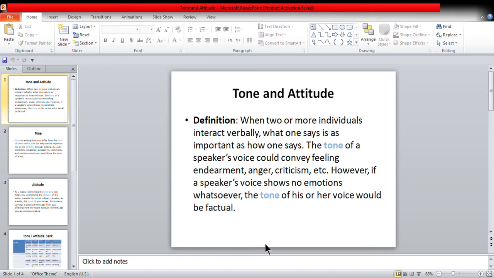When two or more individuals interact verbally, what one says is as important as how one says it. The tone of a speaker's voice could convey feelings of endearment, of anger, criticism, etc. However, if a speaker's voice shows no emotions whatsoever, the tone of his or her voice would be factual.